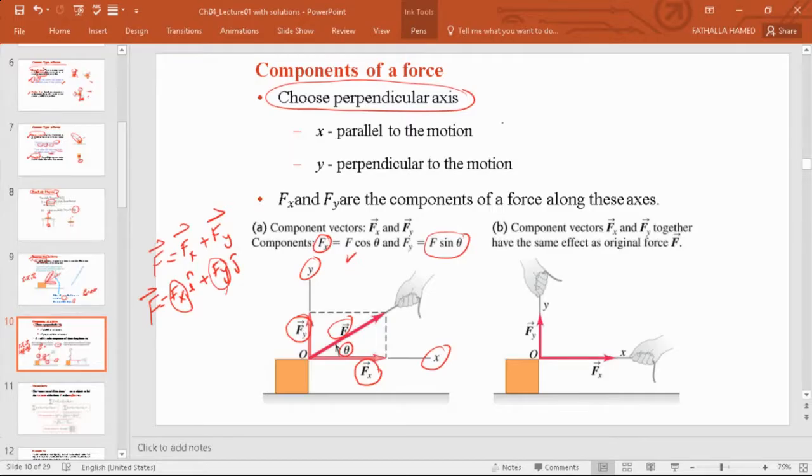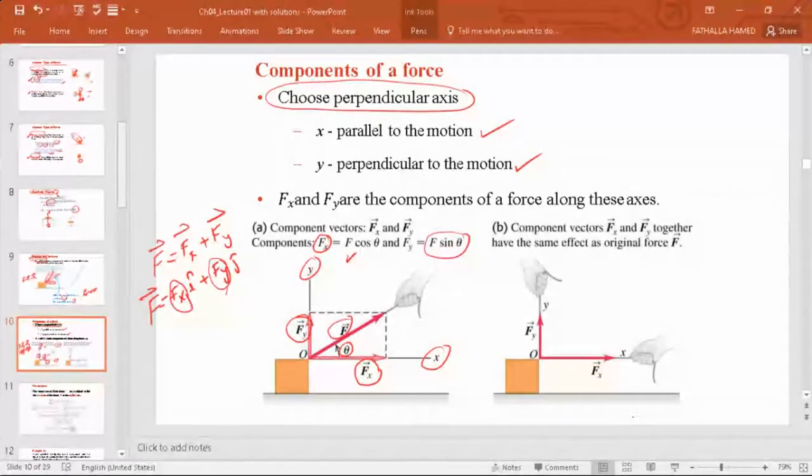It is advisable to choose the x-axis along the motion. That will simplify things for you. And of course, in this case, the y-axis is going to be perpendicular to the motion. And that's exactly what you have here. This is your x-axis. This is the y-axis.